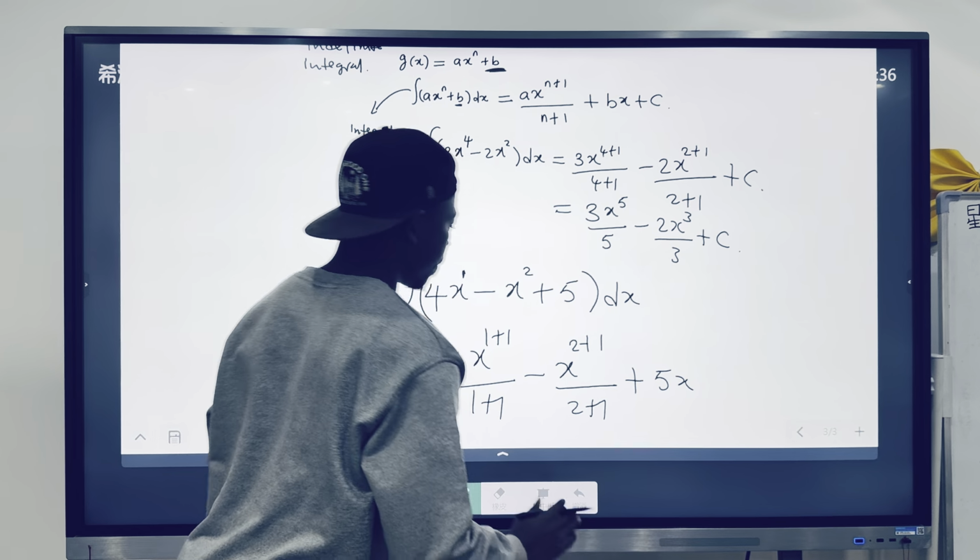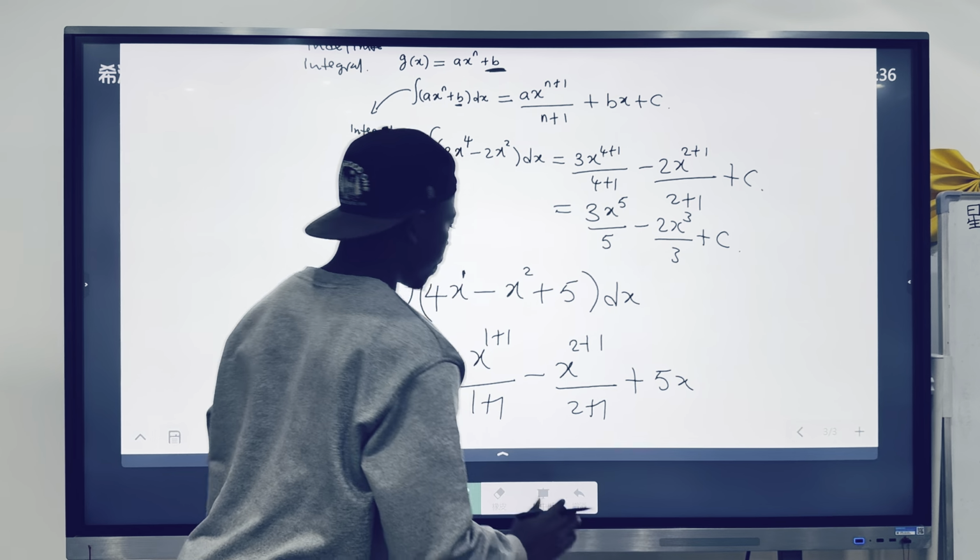So let's say you're now asked to integrate this. We have 4x to the power 3 minus 2 over x squared plus 6. So integrate this with respect to x. Sometimes they'll just say integrate with respect to x, or they will say find the integral of this, or they'll just give it to you like this.